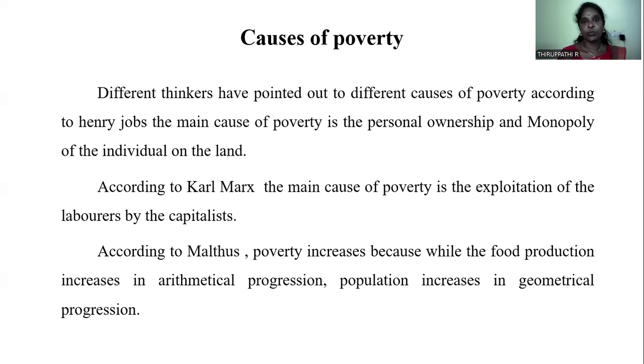Next, we will see what the causes of poverty are. Different thinkers have pointed out different causes of poverty. According to Henry George, the main cause of poverty is the personal ownership and monopoly of individuals on the land. According to Karl Marx, the main cause of poverty is the exploitation of laborers by the capitalists. According to Malthus, poverty increases because while food production increases in arithmetical progression, population increases in geometrical progression.